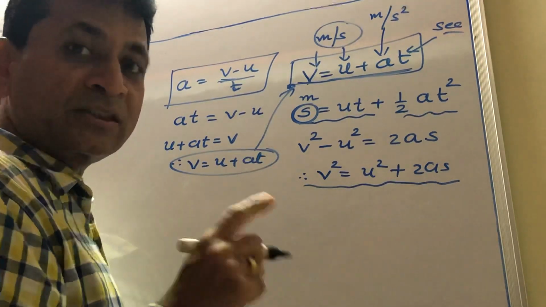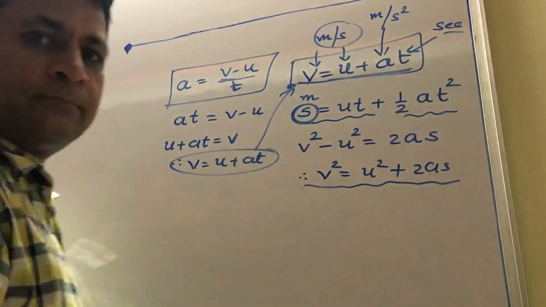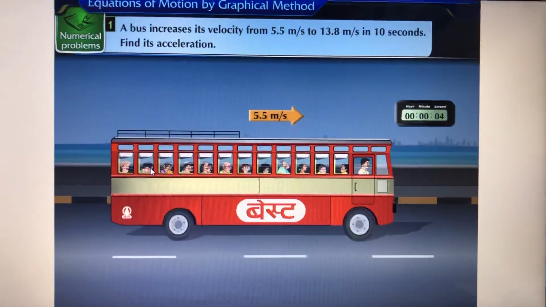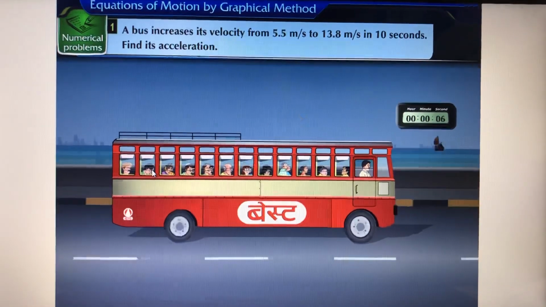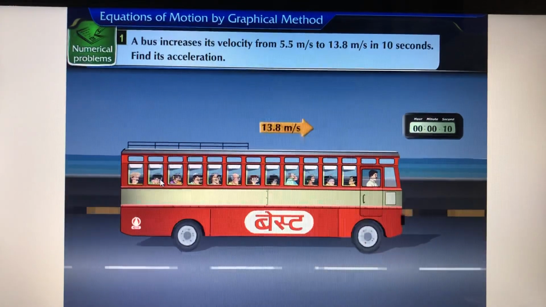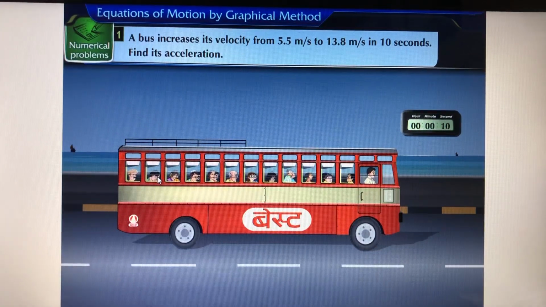Okay, let us start numericals based on whatever we have learnt. 1. A bus increases its velocity from 5.5 meters per second to 13.8 meters per second in 10 seconds. Find its acceleration.